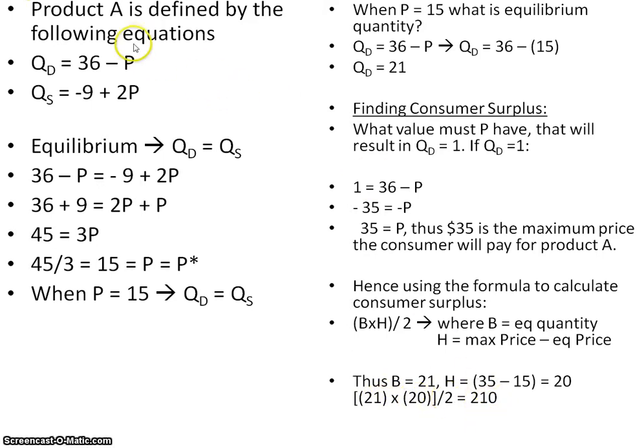So for a product that is defined by these equations, QD equals 36 minus P and QS equals minus 9 plus 2P, we can find consumer surplus by going through this simple process. The goal is that we are looking for three values: the equilibrium price, the equilibrium quantity, and the maximum price that the consumer will be willing to pay. When we find these values, we can find B and H, and then put the values into our formula and calculate consumer surplus.